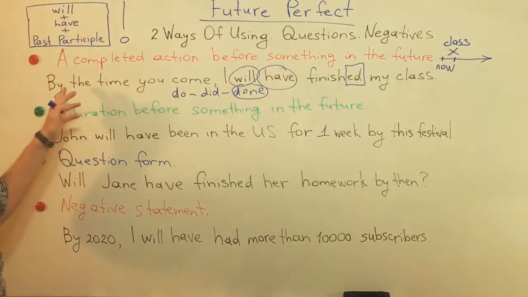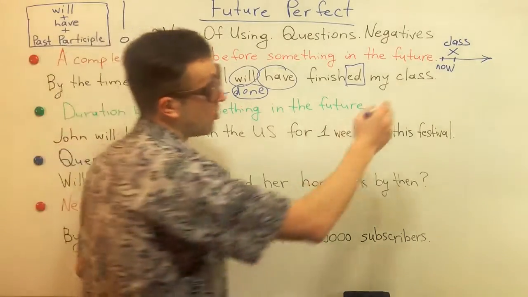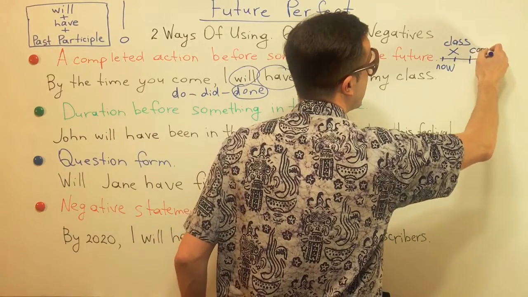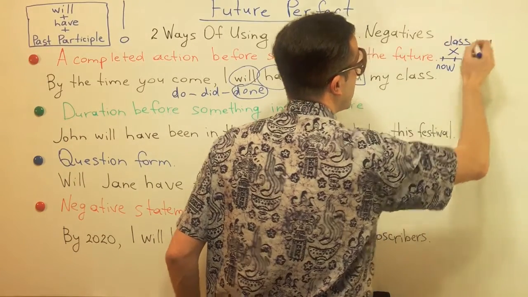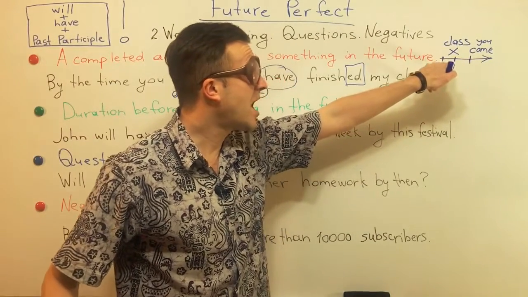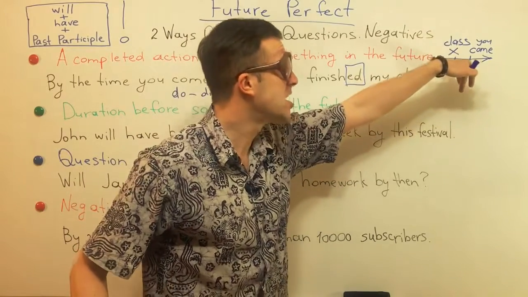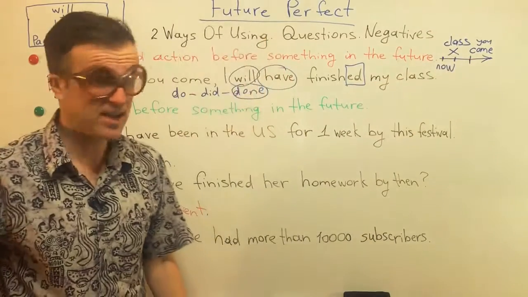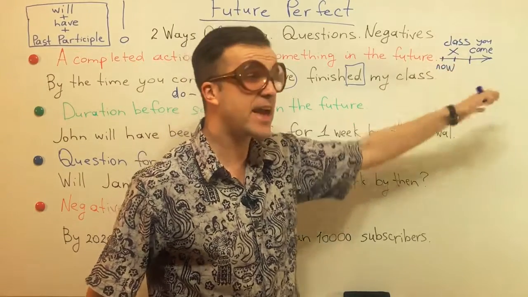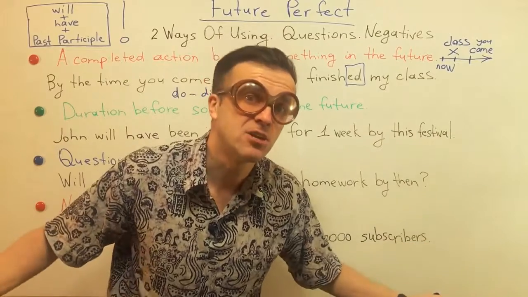And here it's you come. So in the future, you come. So by the time you come, I will have already finished my class. Alright, so first is to finish my class in the future, and then you'll come and you'll see that I will have finished my class.